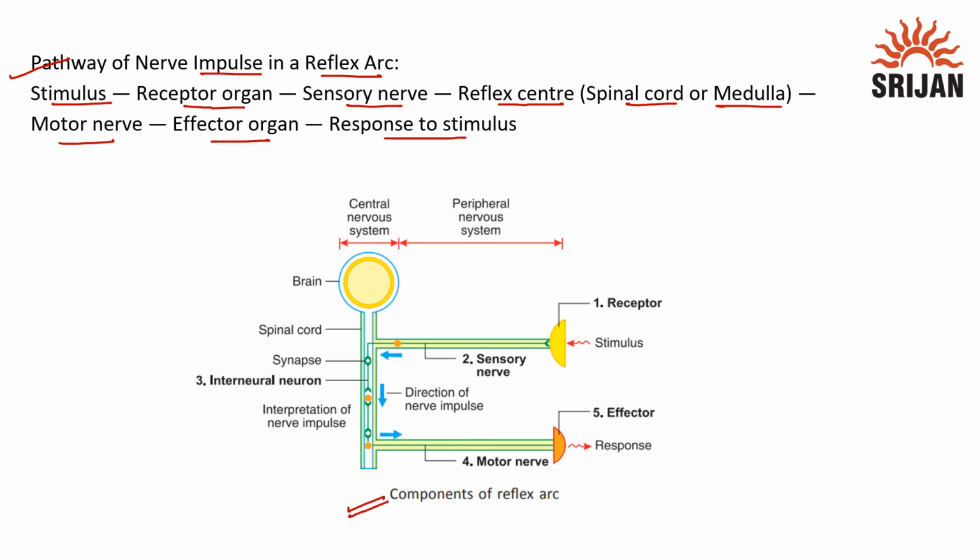Here we have components of reflex arc which starts with receptors, then sensory nerves, after that interneural neuron, then motor nerve, and at the end response by effector.